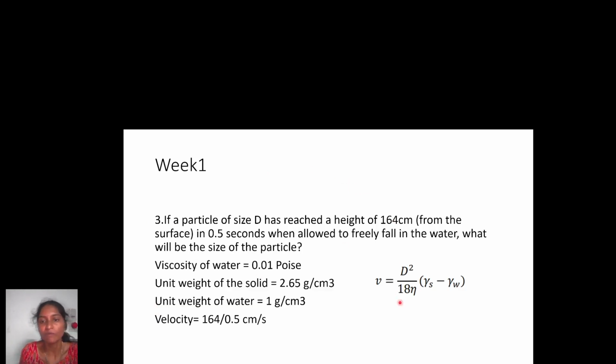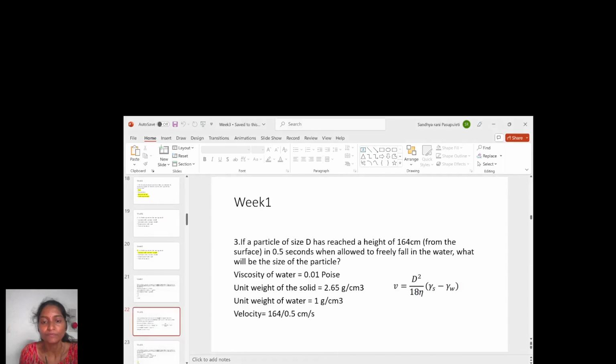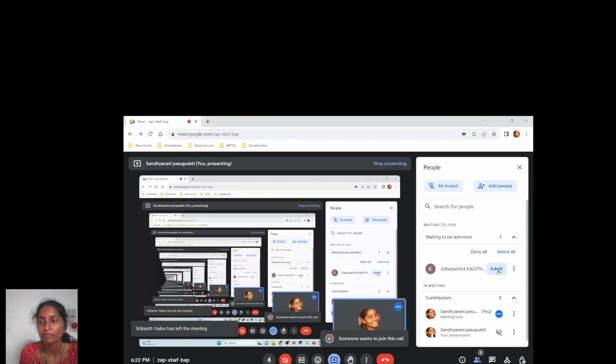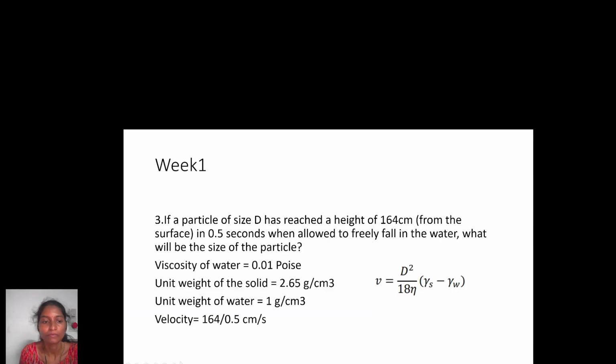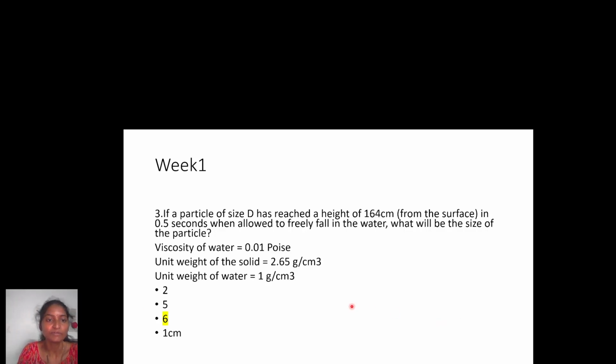So we already know this formula, velocity equal to d square by 18 eta into gamma s minus gamma w, where d is nothing but the size of the particle. Currently we do not know. Eta is the viscosity of the water, gamma s is the unit weight of the solid, gamma w is the unit weight of water. We know all the information, we do not know the capital D, we have to determine the capital D. So how do we calculate the velocity? Because we have given the distance travelled in 0.5 seconds, we can calculate the velocity. If we substitute all remaining details, we can calculate the particle size. So it was 6 centimeters.